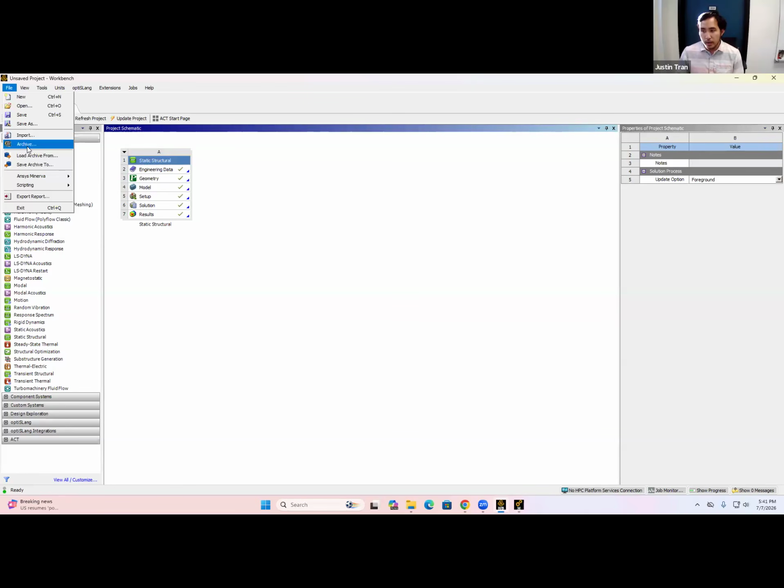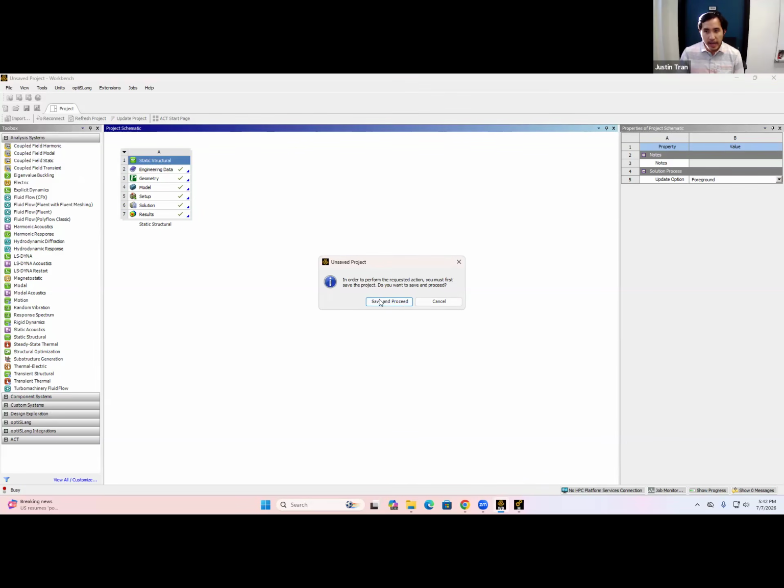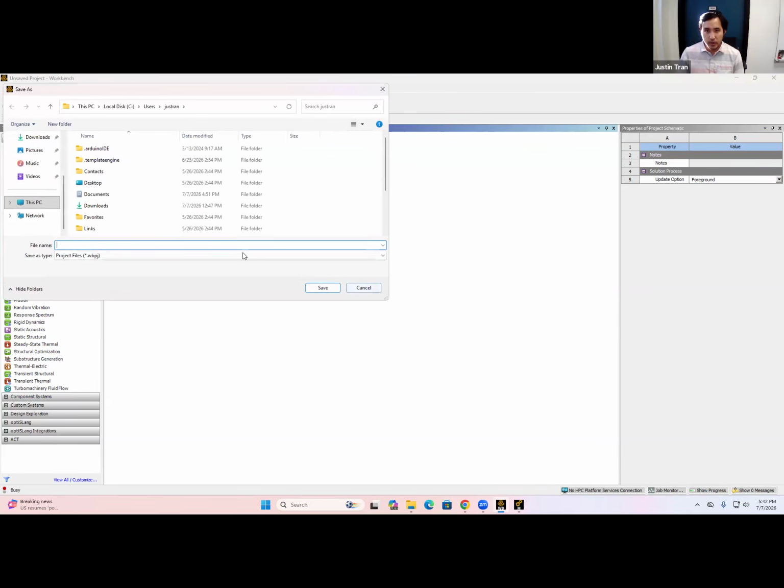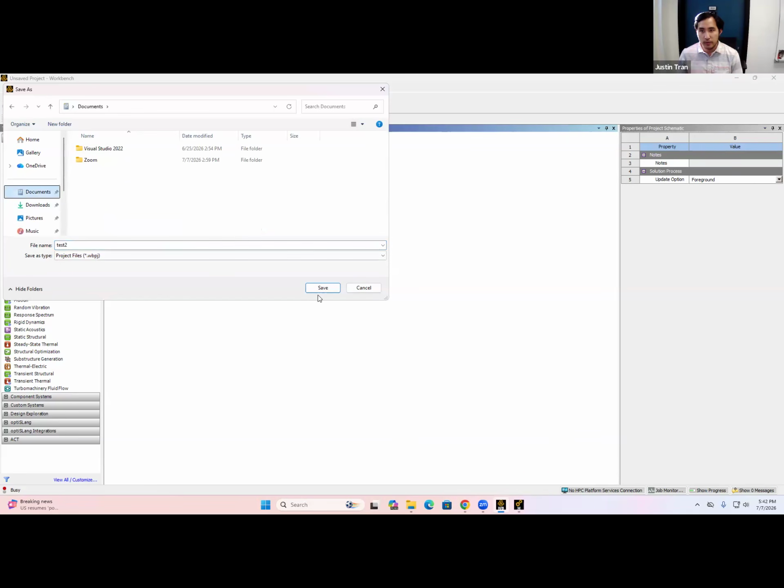To do that, you're going to go back to Workbench. You're going to click on File, and click on Archive. It's going to ask you to save, so let me go ahead and save it. I'm just going to give it a name really quickly. Take us to the desktop. That's fine.